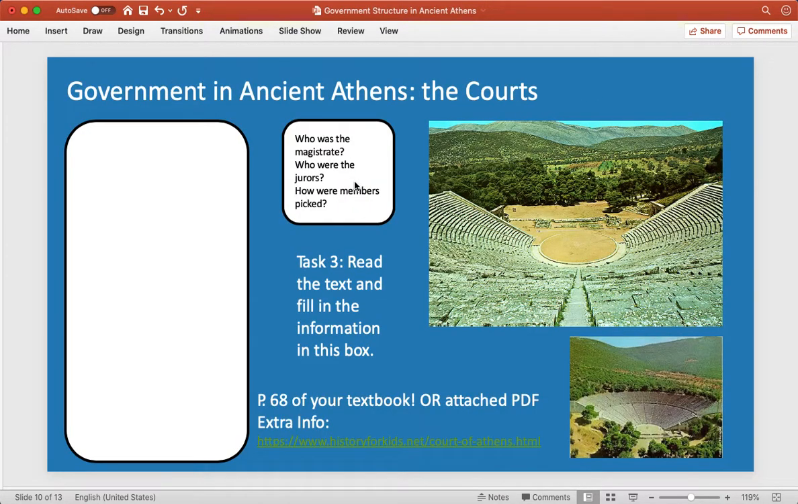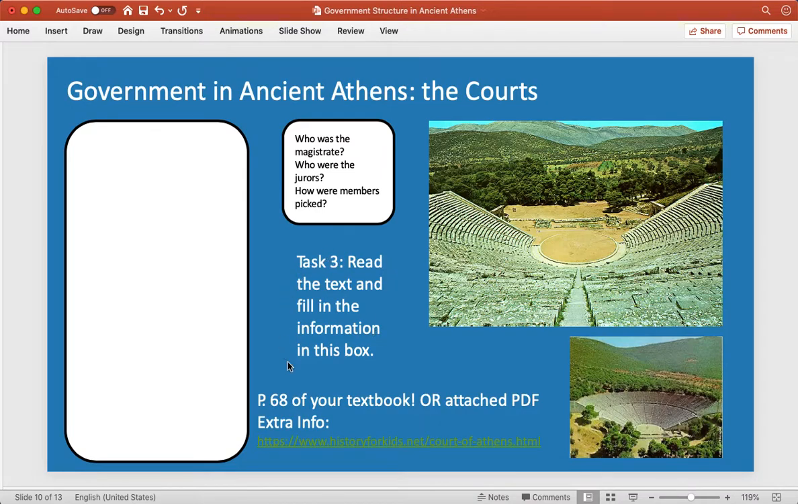The third branch that we're going to explore is the courts. Here is a picture of where the courts would assemble. In the center here, you would have the magistrate, the defendant, and the plaintiff, like all the words we should know if we watch any law movies. And surrounding them would be the jurors.